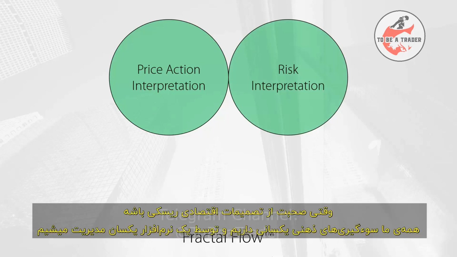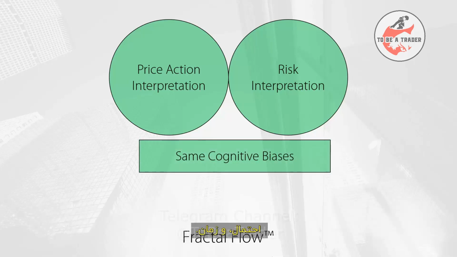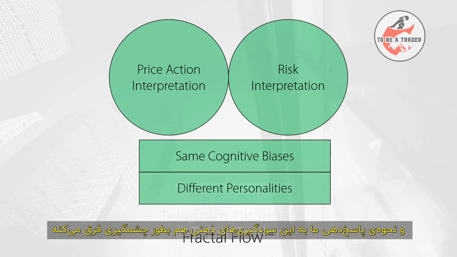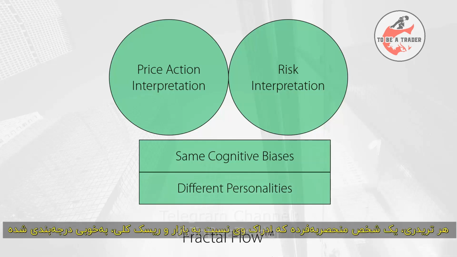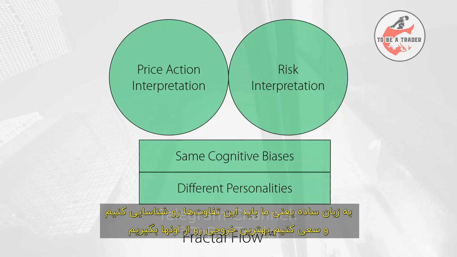We all have the same biases and we are run by the same software when it comes to dealing with economic decisions involving risk, probability, and time. However, our personalities vary greatly and the way we respond to these biases also varies significantly. Every trader is a unique individual with finely calibrated intuitions about the market and overall risk. That simply means we need to recognize these differences and work to extract the best out of them.